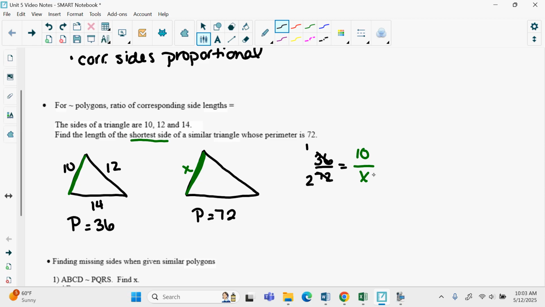And of course, to solve a proportion, what we're going to do here is just cross multiply. I've got 1 times x is going to be equal to 2 times 10. So x is equal to 20. That's that missing side that we were looking for.